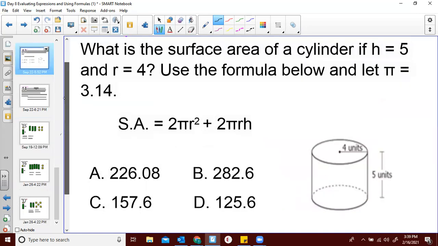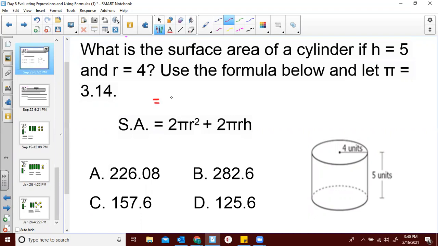All right, what's the surface area of a cylinder? If H equals 5, R equals 4, use the formula below and let pi equal 3.14. Well, this is really important to know that pi equals 3.14. So if I was going to rewrite this in Desmos, I would just change all of my pi's to be 3.14.